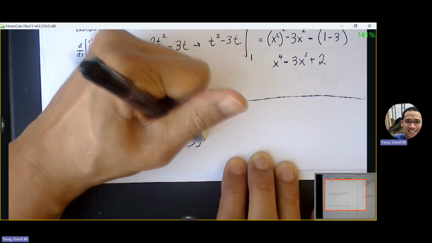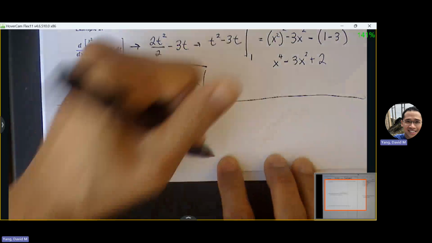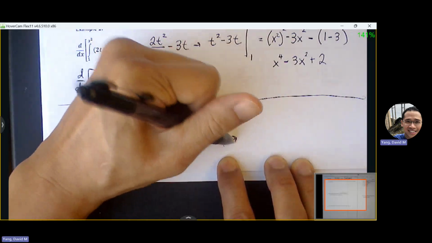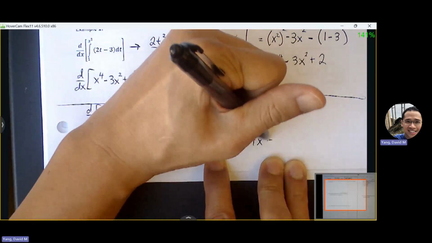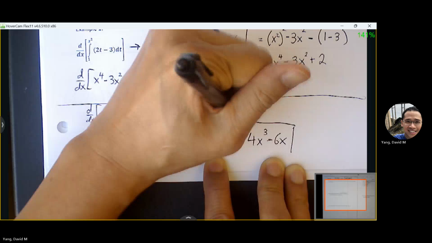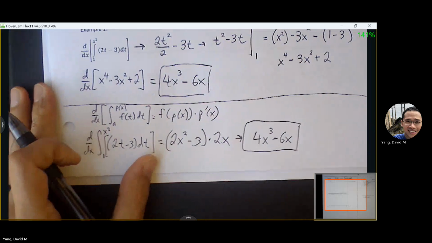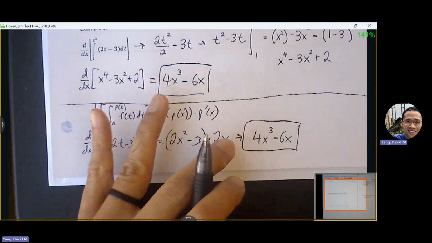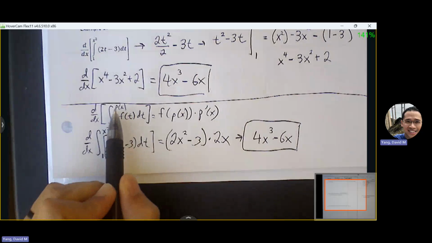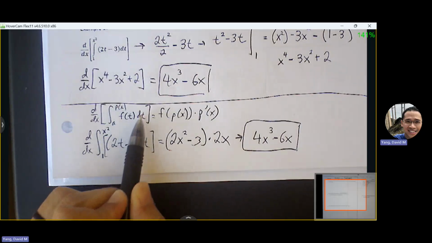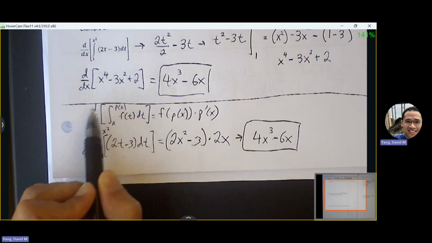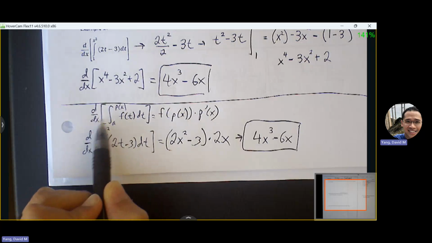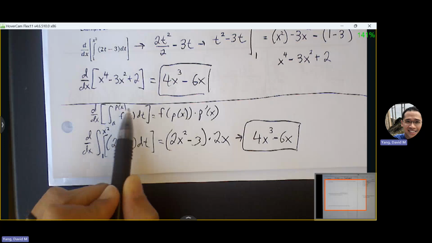Okay, so that times 2x, the upper bound's derivative. Okay, clean that up: 4x cubed minus 6x. So the advantage of this property is we can save a lot of time. We don't have to do a whole calculus process: find the antiderivative, plug in the upper bound and lower bound, and then turn around and find the derivative again. Especially if problems are unable to be done with calculus.